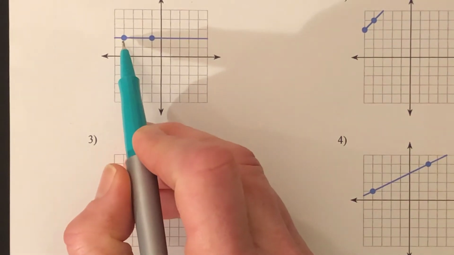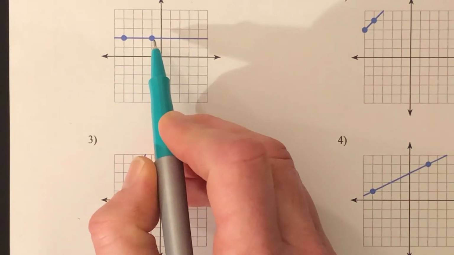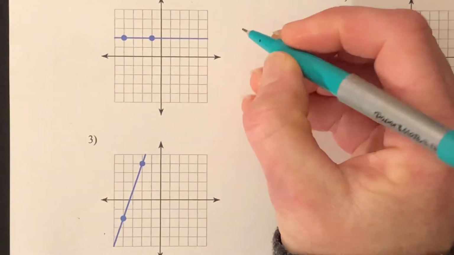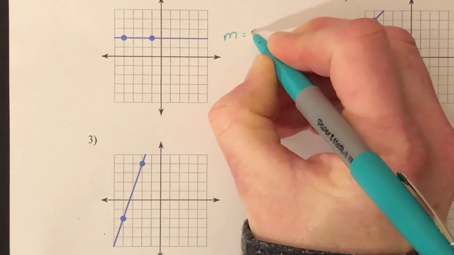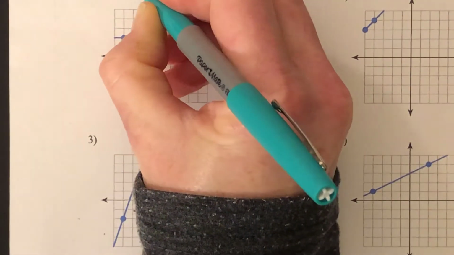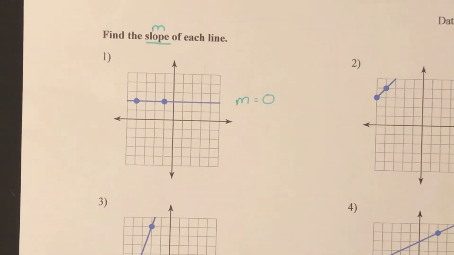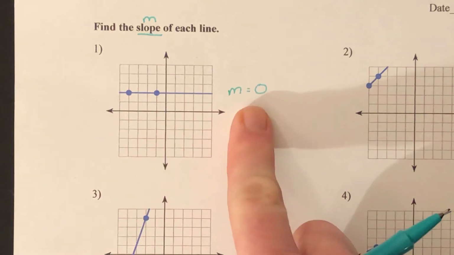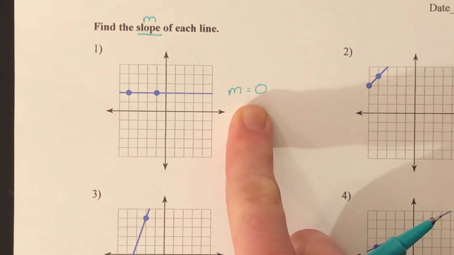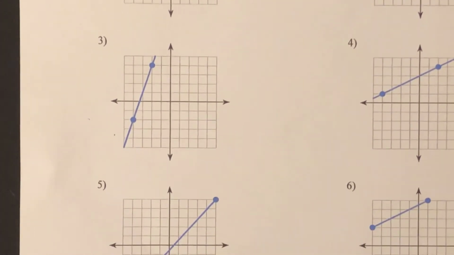So here's one, I started my point. I cannot go up. I can only go over. So the slope for number 1, the slope is 0. Just in case you forgot, slope is m. So the slope of number 1 is 0. You can write m if you want, or you can write the whole word slope, and I'm going to guess you'd rather write m. Now let's go down to number 3 and find the slope for 3.